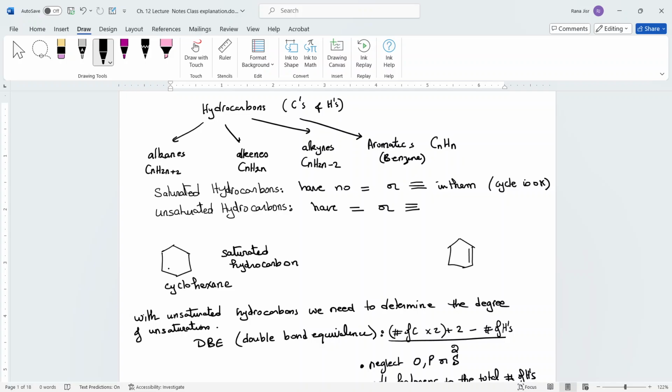With respect to this one, it is called a cyclohexene. We will discuss the nomenclature as we proceed. It is an alkene. It's a cycloalkene. It has one double bond in it. So the moment a double bond or a triple bond is present, I would say that this one is an unsaturated hydrocarbon.